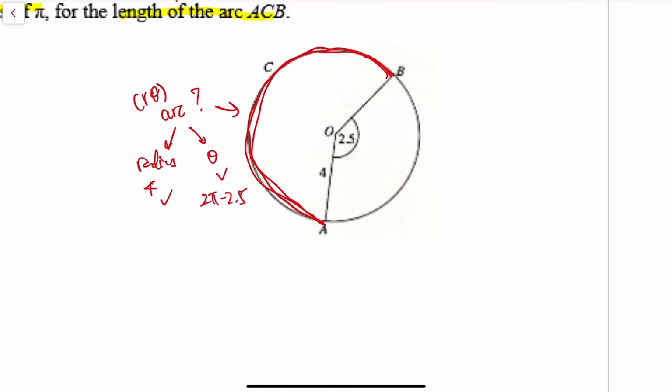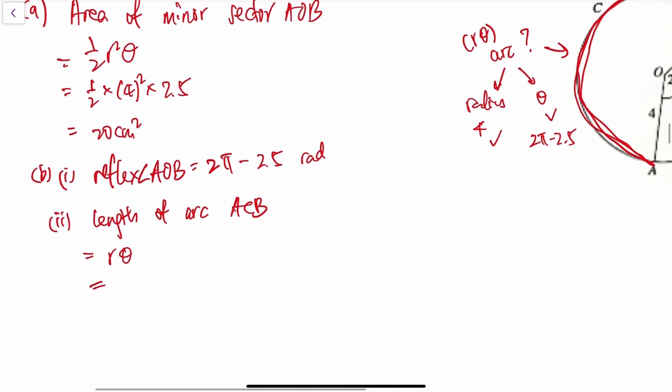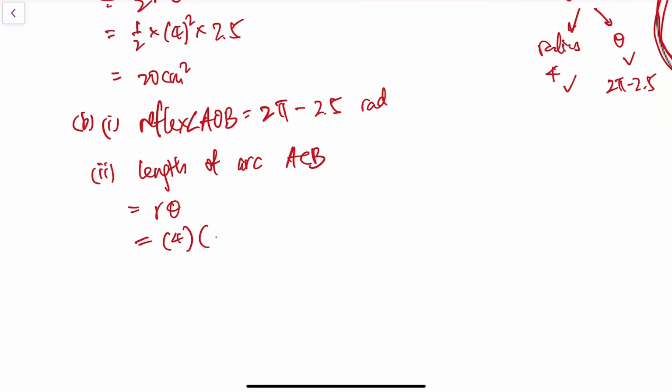So if I want to find the length of arc, I simply just do R theta. I will need an extra step if I don't have all the information, but here I have everything. The radius is 4. The theta is 2 pi minus 2.5. So it's 8 pi minus 10.